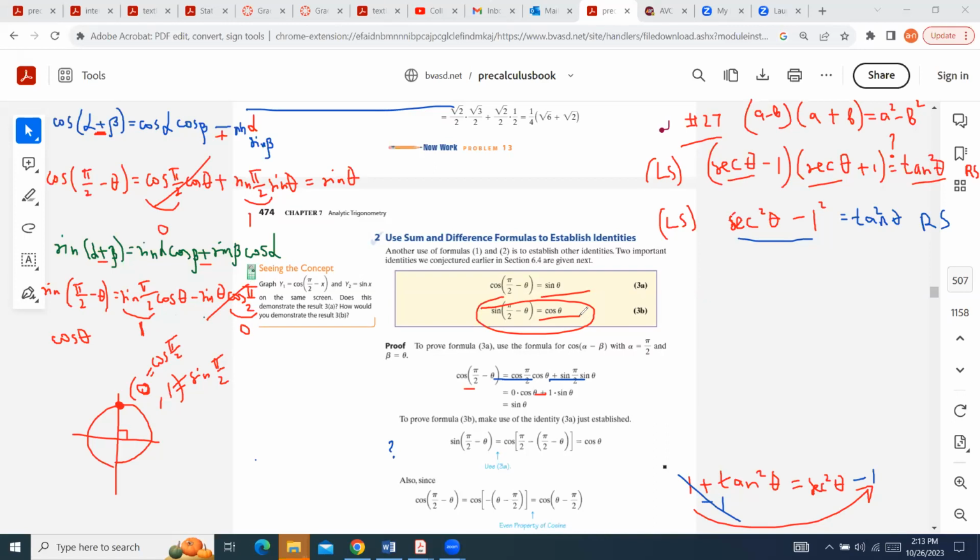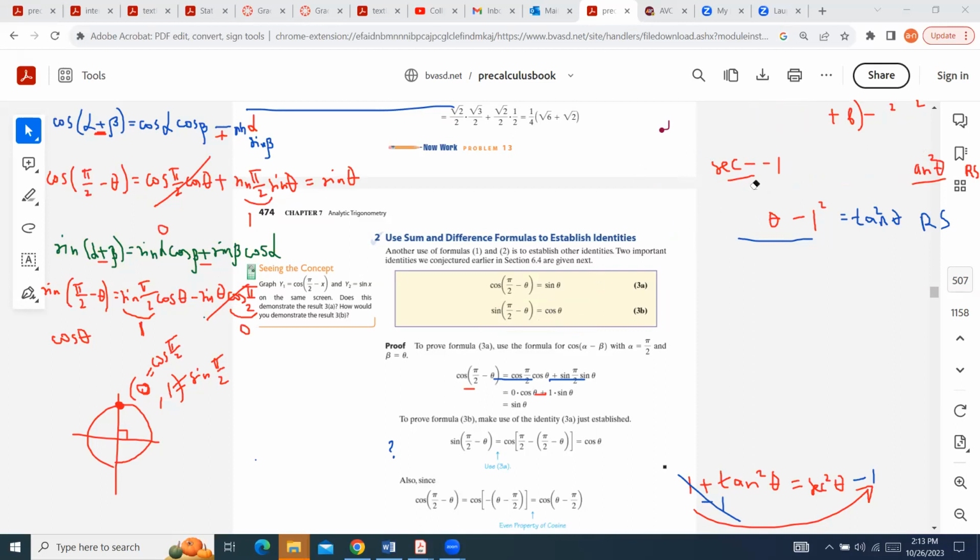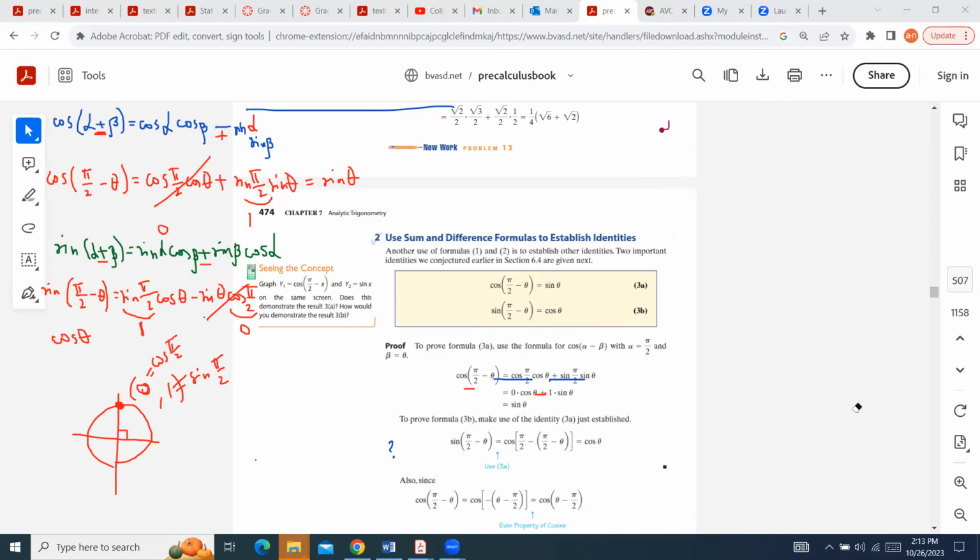So we have that use of formulas, and I think that's pretty neat because these two formulas actually help us show that if we have pi over 2 minus angle, then cosine changes with sine and vice versa. And sometimes people call them co-functions. So they kind of change. The same co-functions are tangents and cotangents, or secant and cosecant.